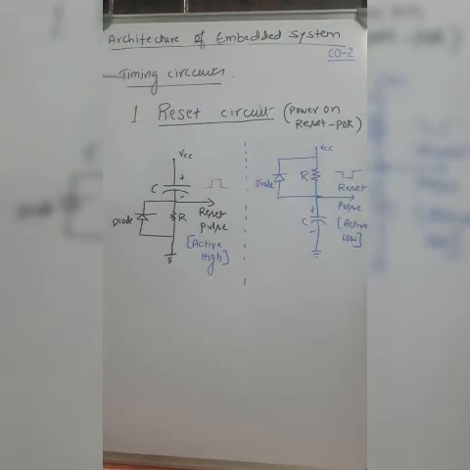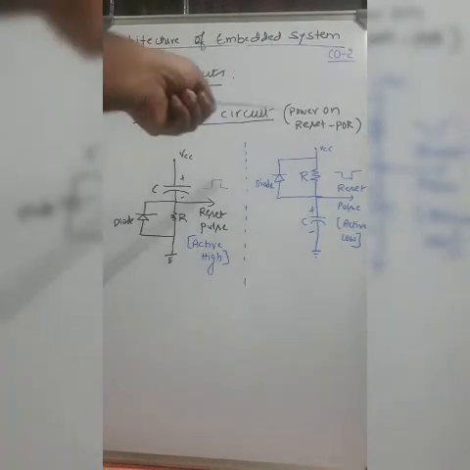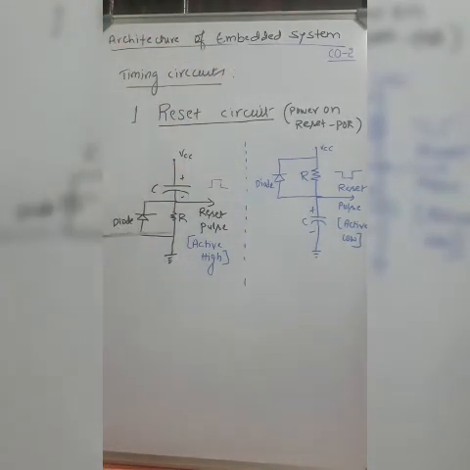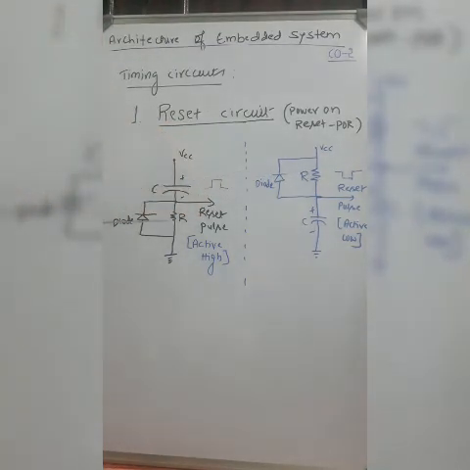Let's get to know some of the timing circuits of an embedded system. Among them, the reset circuit or power on reset circuit. Herein, a signal is applied to the reset pin of the embedded controller. By applying reset, the embedded system starts executing its firmware from the foremost location of the program memory. Normally the vector address will be 00 like that.